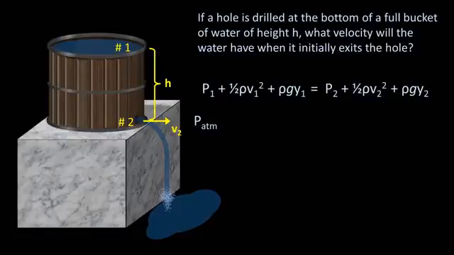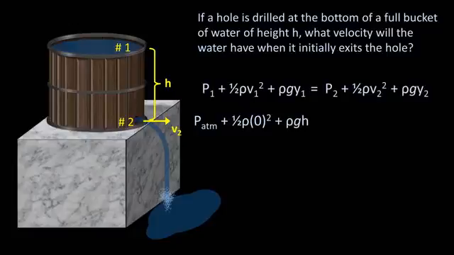By the continuity equation, the velocity times cross-sectional area at point 1 must equal the velocity times cross-sectional area at point 2. However, if we assume that the cross-sectional area of the entire barrel is much, much larger than that of the hole, the velocity at point 1, that is how fast the water line is moving down, is very, very small, and for practical purposes can be assumed to be 0. The value of y1 is the height of point 1 above some arbitrary level. We can make that arbitrary level anything, but let's make it the top of the marble block. So y1 becomes h.